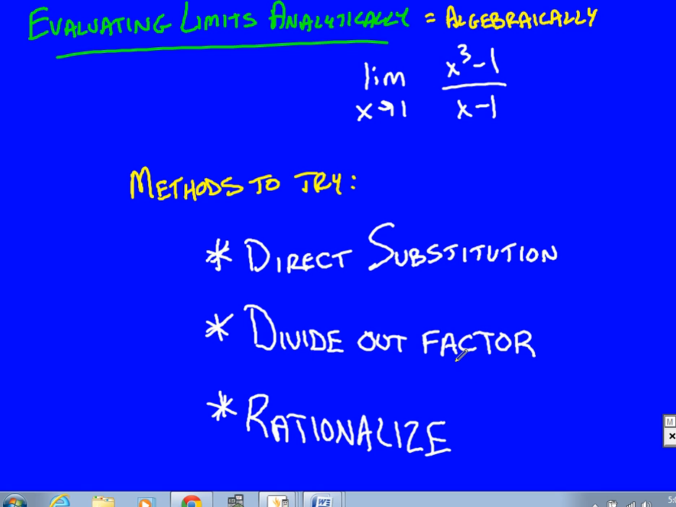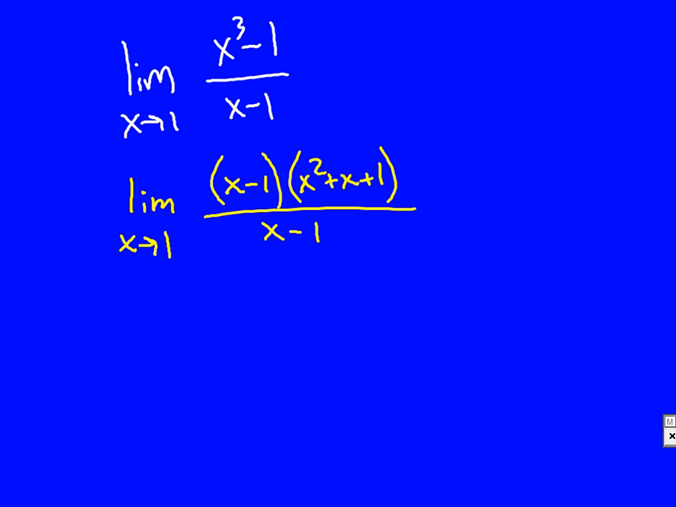Here are the methods to try, and first things first, always try direct substitution first. If not, then see if there's something we can factor and cancel, and if not, possibly rationalize with the square root. Let me show you examples of what all of that means.